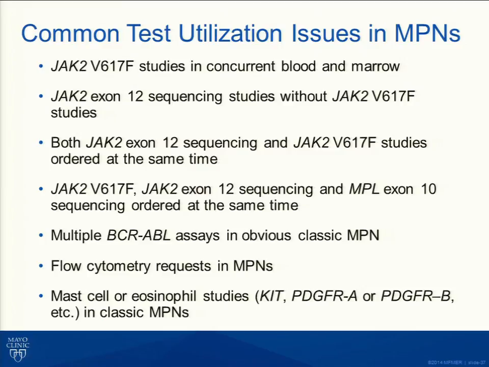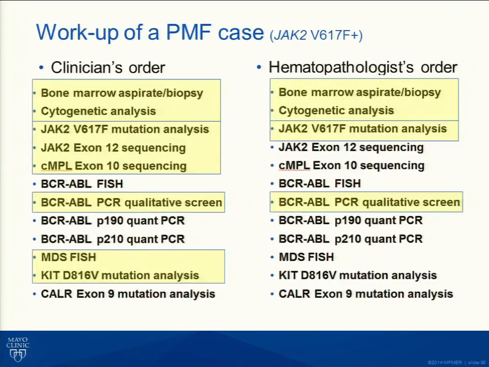And this is an example of a PMF, which was JAK2 V617F positive. So following our algorithm, we're able to reach our diagnosis with 3 tests, and those are the tests being ordered by the clinician. This was ordered on both peripheral blood and bone marrow, so we're able to cancel 5 unnecessary tests and still reach the same diagnosis effectively.